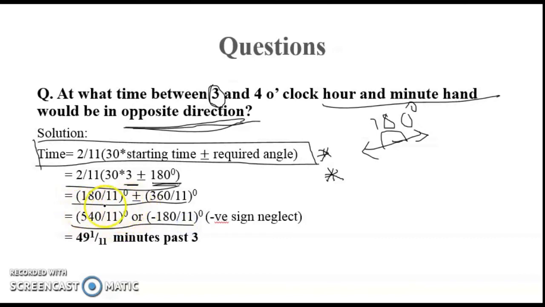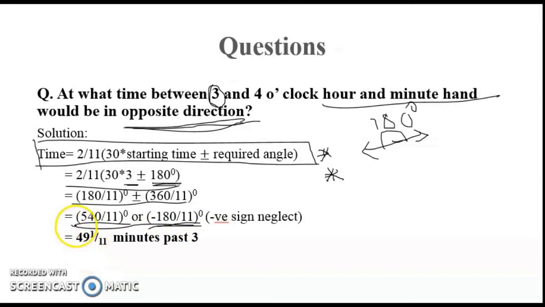Basically we are after adding 180 by 11 degree plus 360 by 11, it is coming 540 by 11, and after subtracting 180 minus 360 by 11, it is coming out to minus 180 by 11. So basically it contains a negative sign and time is not negative, so neglect this value minus 180 by 11.